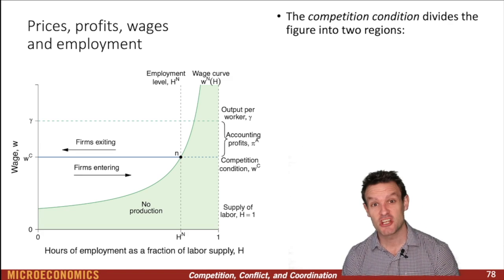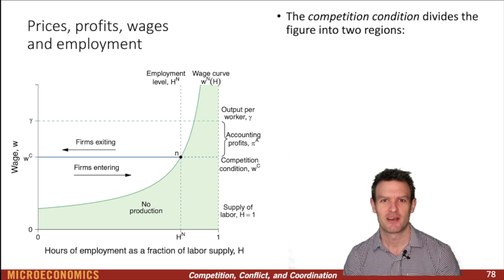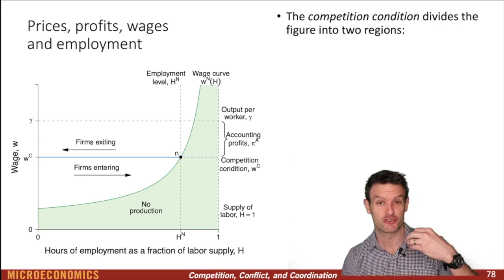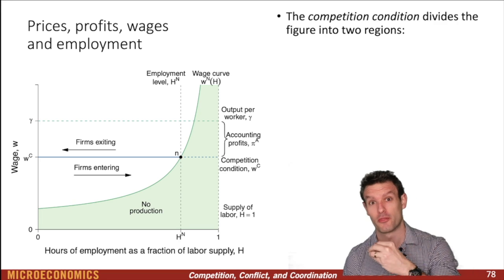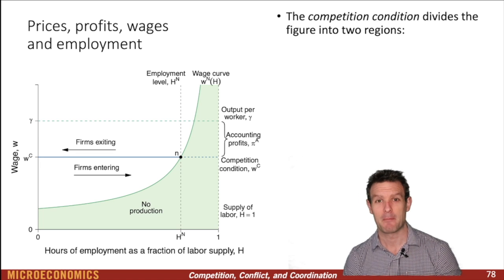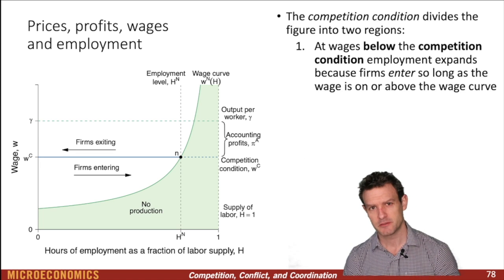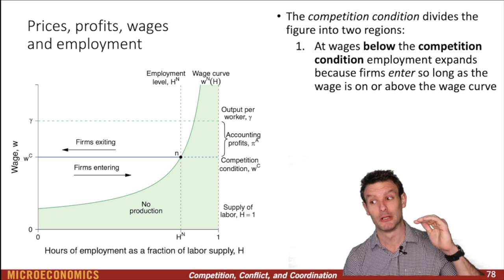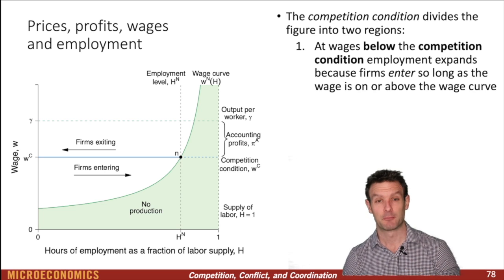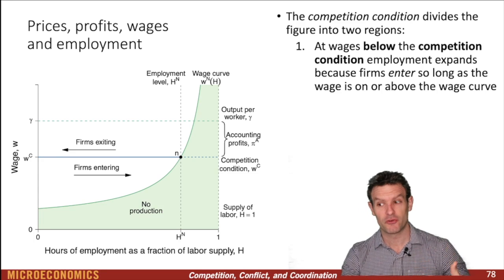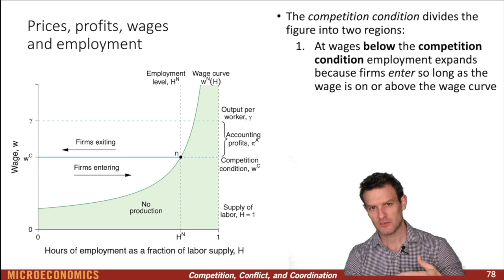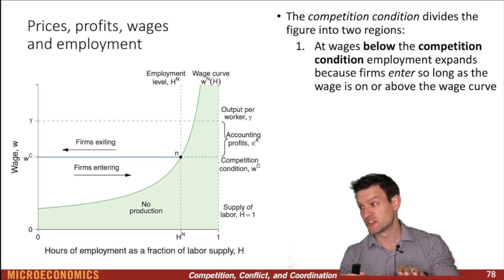Similarly, the competition condition separates the figure into two areas in terms of what firms will think about with the product market, and them making enough profit. The first point is that at wages below the competition condition, employment expands because firms enter so long as the wage is on or above the wage curve. Okay, so firms are going to keep on entering until such point.